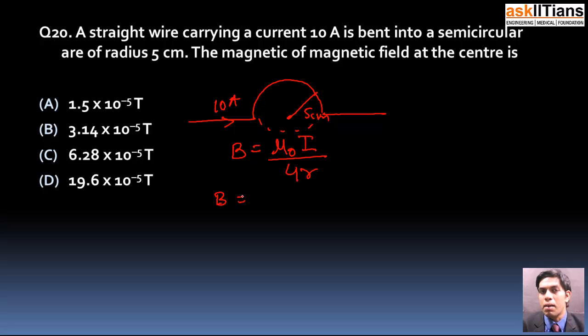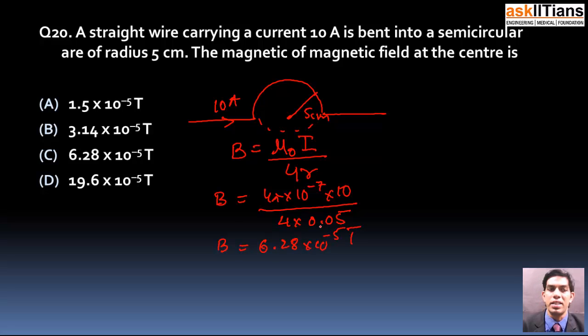So the magnetic field comes out to be 4 pi into 10 to the power minus 7 into 10, divided by 4 into 0.05. So the magnetic field comes out to be 6.28 into 10 to the power minus 5 Tesla, and C, 6.28 into 10 to the power minus 5 Tesla is the correct answer.